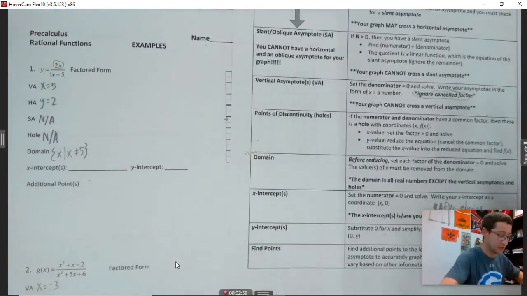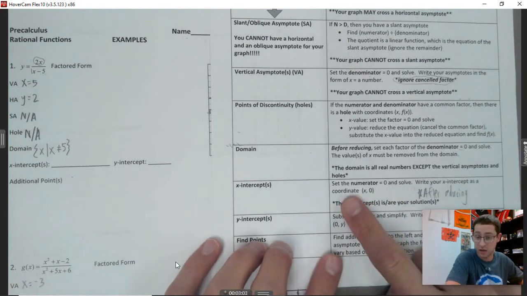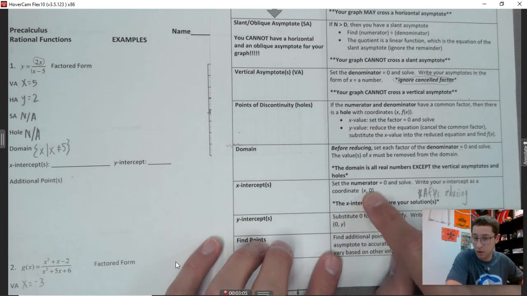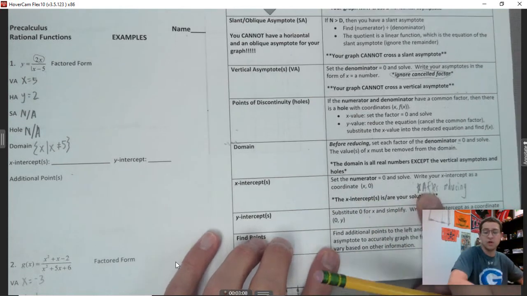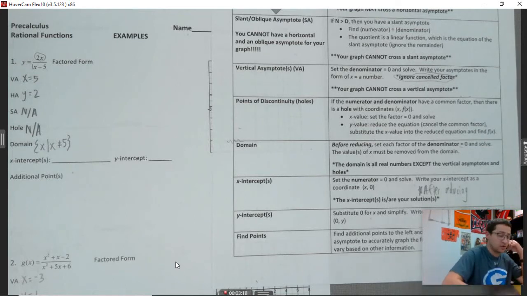Now the x-intercepts. The x-intercepts say set the numerator equal to 0 and solve. Your x-intercept is a coordinate, a number comma 0. I want you to note that this is actually after reducing. Sometimes when you have a hole, you have to cancel out those two factors on the top and the bottom. I want to make this note after reducing because if you don't, you're going to end up having a 0 over 0, and you don't want that to happen. So I'm going to say after reducing just to eliminate that situation.